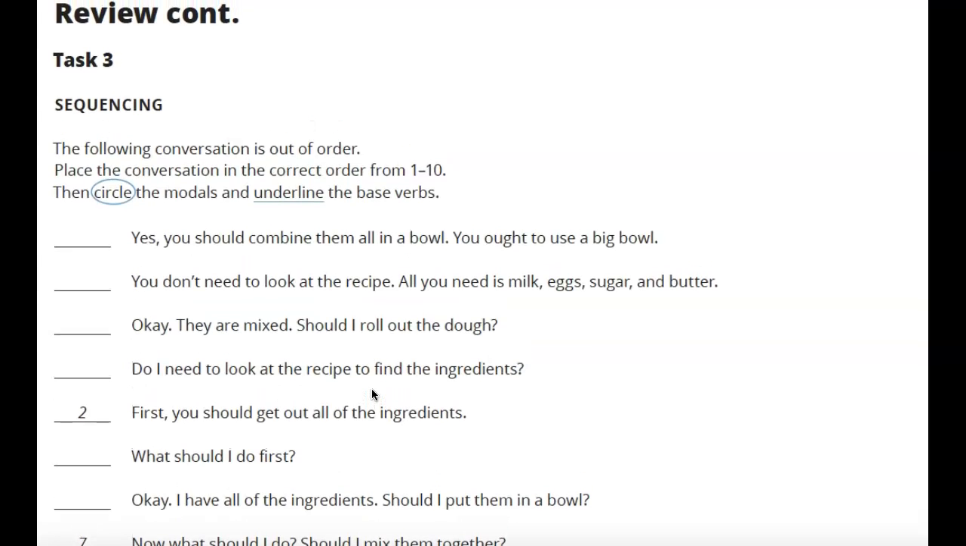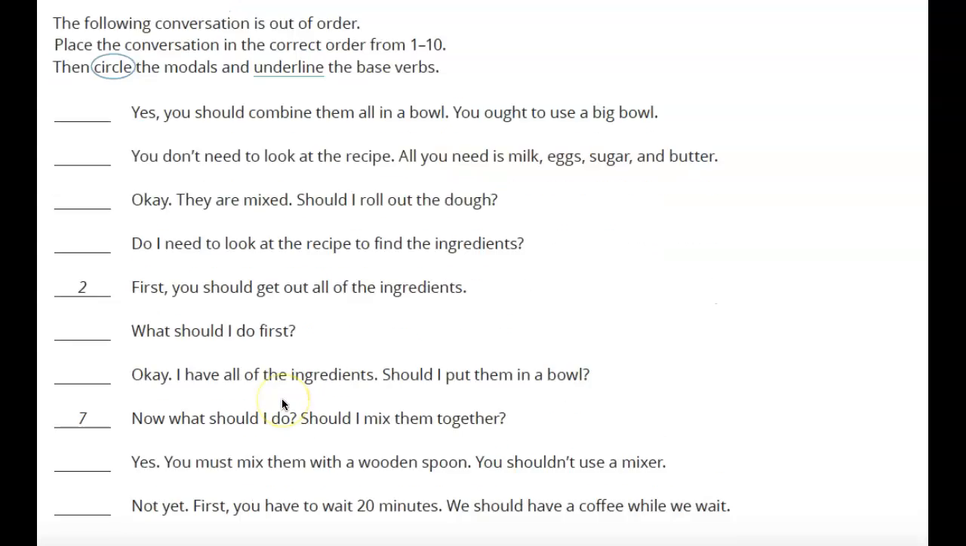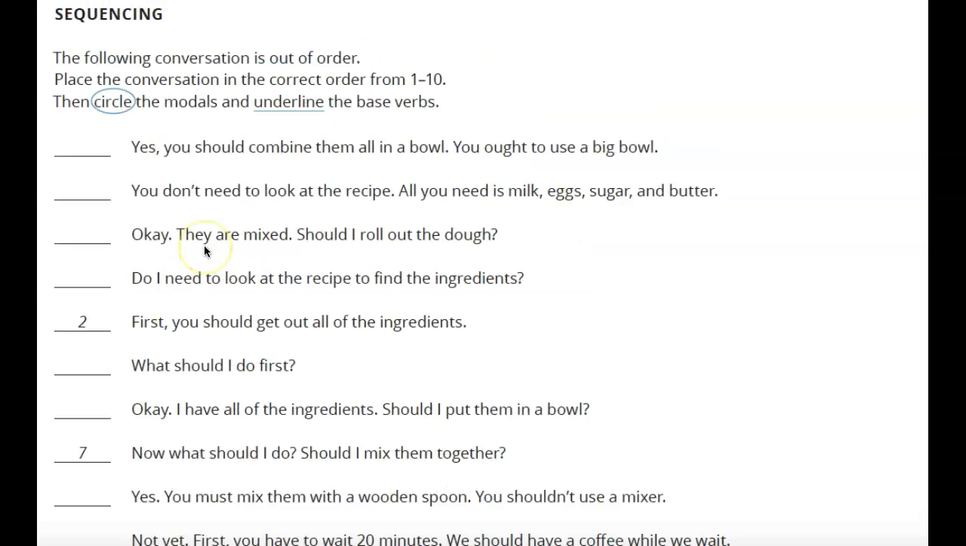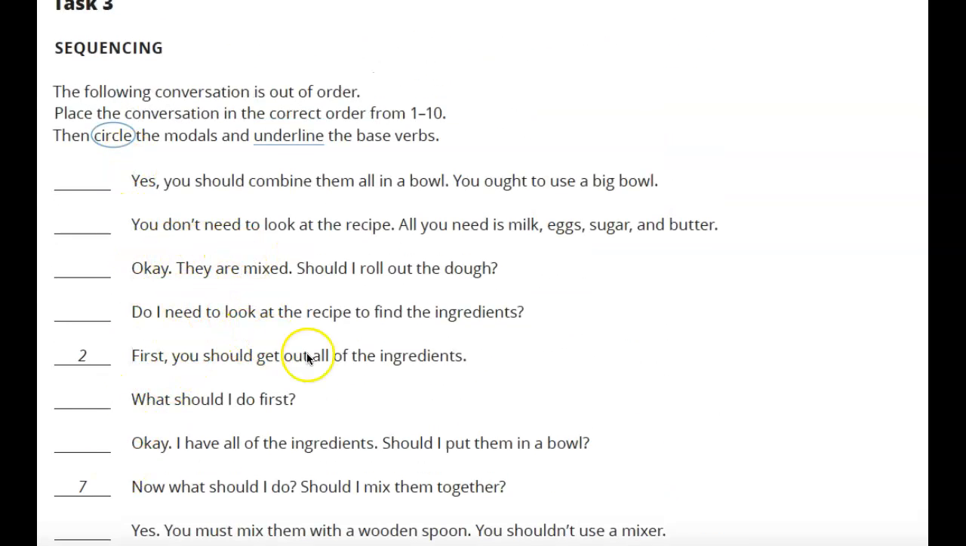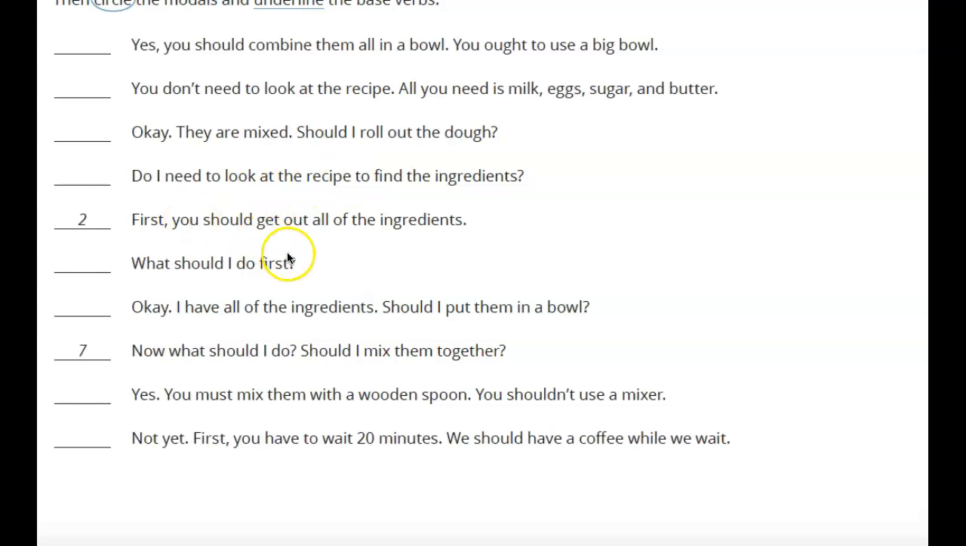Finally, task 3 is sequencing. What you're going to do is look at what is out of order and put them in the correct order. What it is first you need to do, second what you need to do. So you're sequencing. But you're also going to circle the modals and underline the verb. So should be circled. Combine is the verb. So you would circle should and underline combine. Do that for all the rest of these, and then try and figure out what is a logical order that all these instructions need to be in.